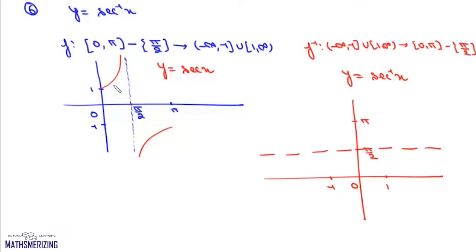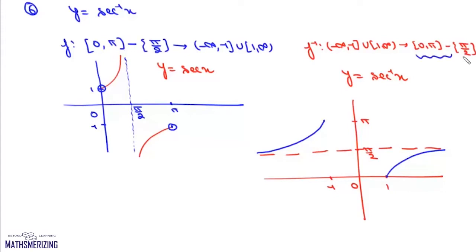Now this point is 0 comma 1. So here it'll be 1 comma 0. So at 1, this value will be 0. Now when x is pi by 2, y is infinite. So when x is infinite now, y will be pi by 2. So this way. Now this point is pi comma minus 1. So at minus 1, it'll be pi. And when x is pi by 2, y is minus infinite. So at minus infinite, it'll be pi by 2. So that is the graph of secant inverse of x.